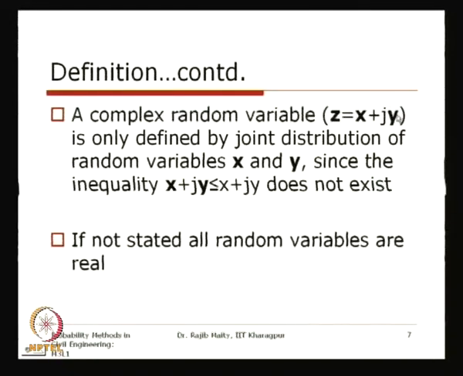So, both these distributions should be taken care of to find the joint distribution, to define the distribution of the complex random variable from the random variables of individual X and Y. Since this kind of inequality, where these are random variables and this is less than or equal to that number, does not exist. But for this course, if it is not stated specifically, all the random variables are real. We should follow this norm.